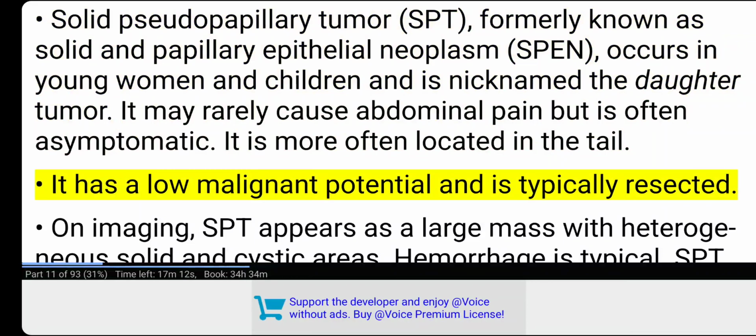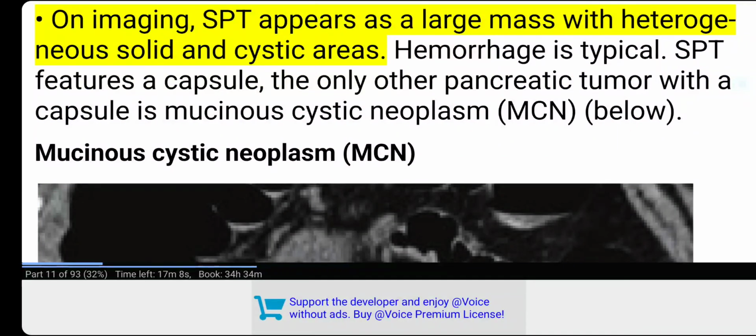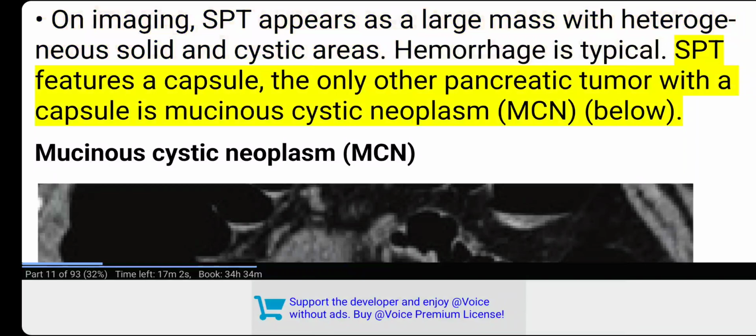It has a low malignant potential and is typically resected. On imaging, SPT appears as a large mass with heterogeneous solid and cystic areas. Hemorrhage is typical. SPT features a capsule. The only other pancreatic tumor with a capsule is mucinous cystic neoplasm, MCN, below.